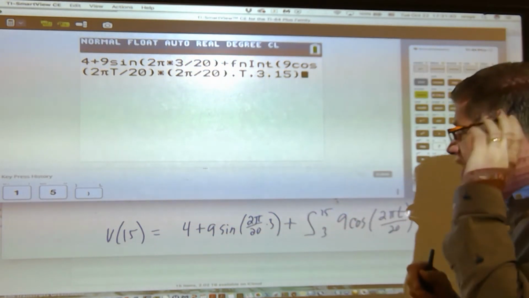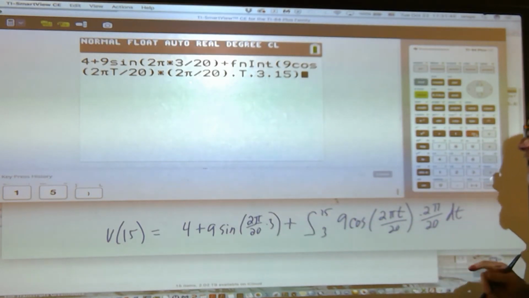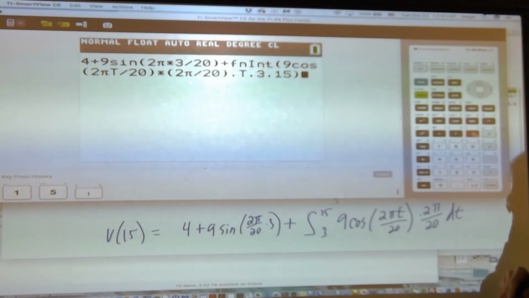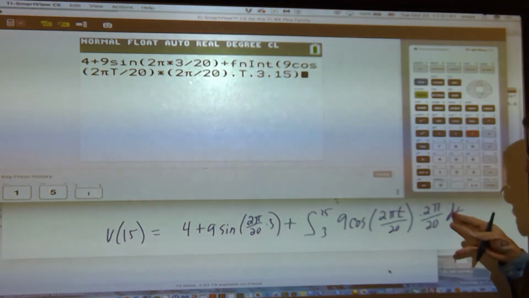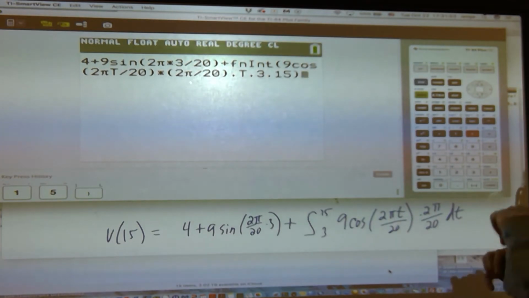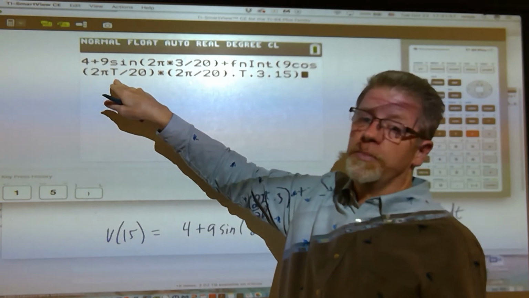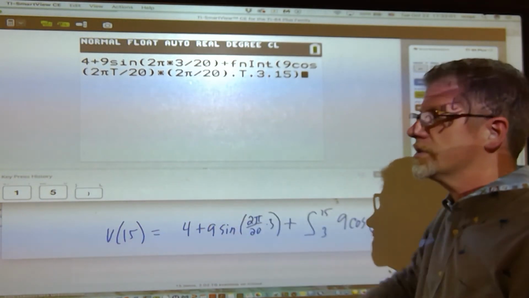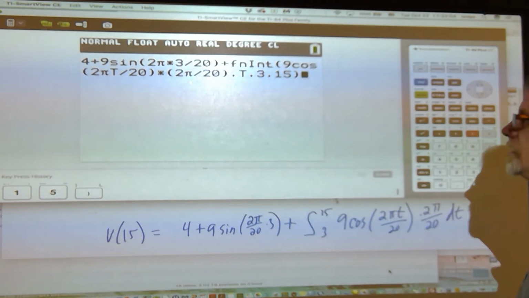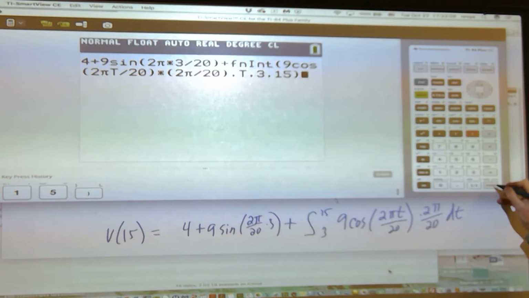This didn't take me much time. I'm just trying to type in the derivative. I had to take the derivative in my head. The derivative of 9 sine of that would be 9 cosine of the blob times the derivative of the blob, which is 2 pi over 20. I don't have to use t on the calculator. I could use x, but I want to show you that by just pressing alpha t, I can use t also. Sometimes it's to your advantage to use the letters that are in the problem. Trust me on that. So I typed it in like this, and it doesn't take long to type in.